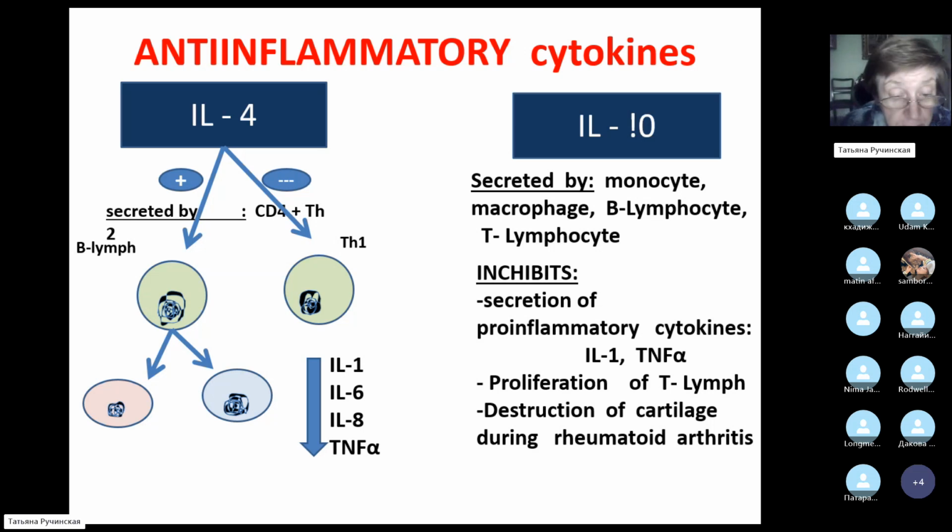Here on the left, you see that the production of these pro-inflammatory cytokines is decreased after the influence of interleukin-4. It may be secreted by B lymphocytes. As for interleukin-10, it will be secreted not only by B lymphocytes, but also T lymphocytes, macrophages, and monocytes. You see?